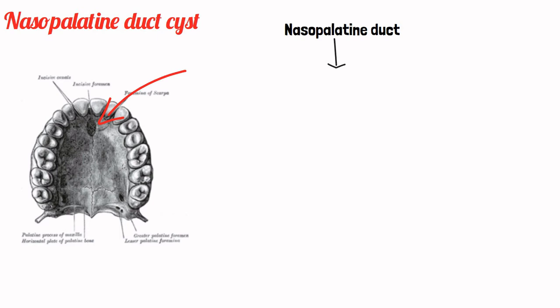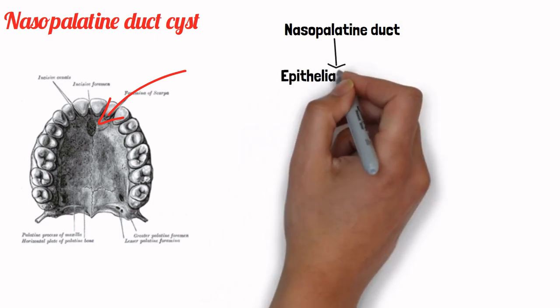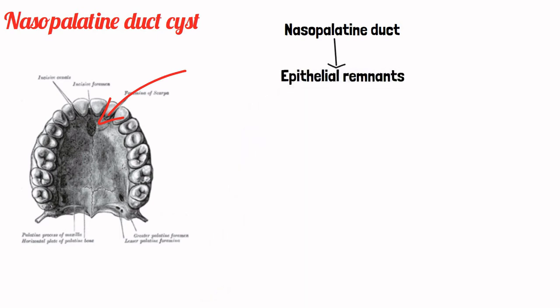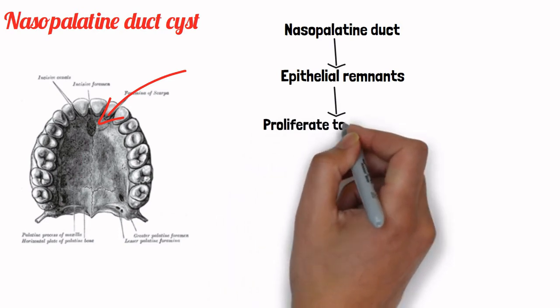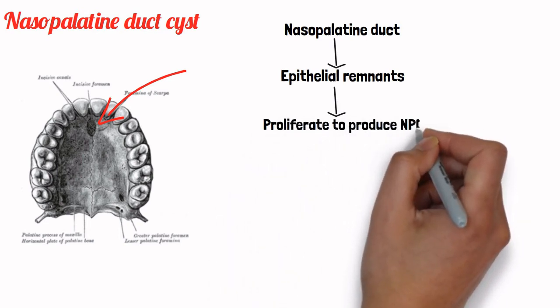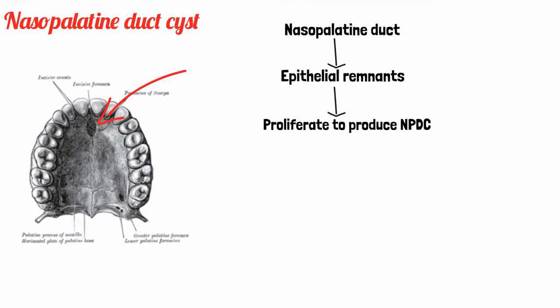So usually it will undergo progressive degeneration later on, but sometimes there will be persistence of few epithelial remnants. So these epithelial remnants, they become the source of epithelium to give rise to nasopalatine duct cyst. So these are the cells which will proliferate to produce this duct cyst.